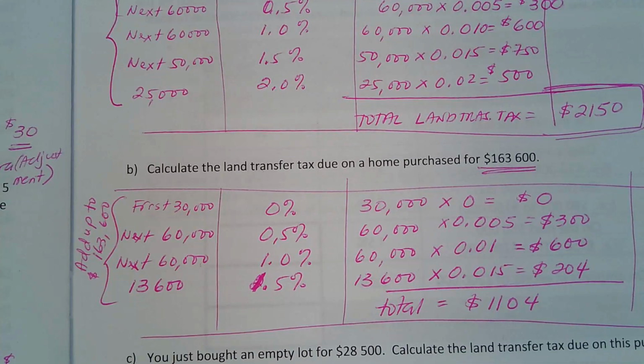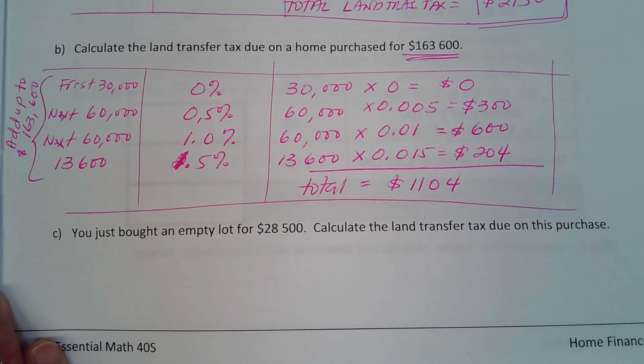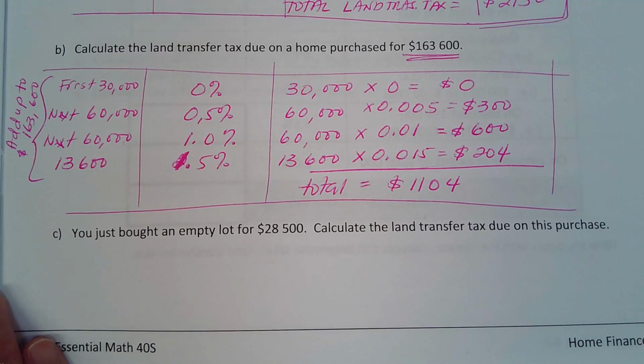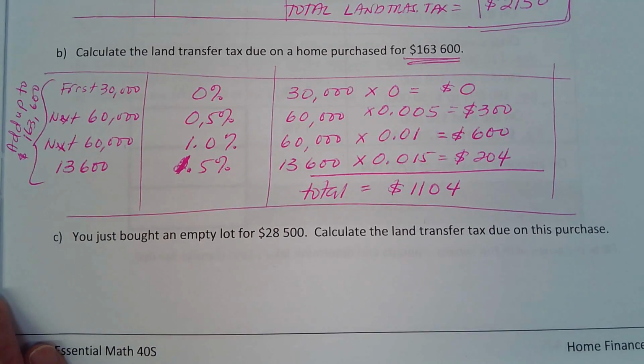Awesome. Okay, good. We've made it to the last one. Thank you guys for your patience. Letter C, you just bought an empty lot. That's possible, right? Because people don't have to be buying a house. They could buy the lot first, right? And then later on.